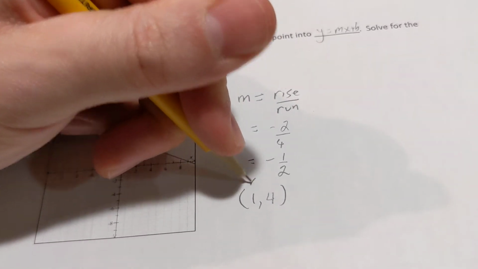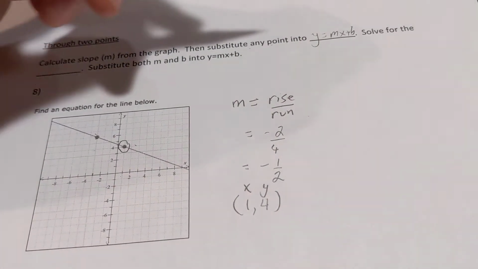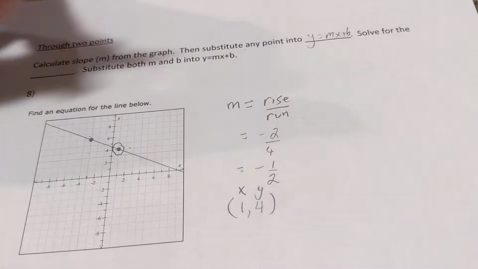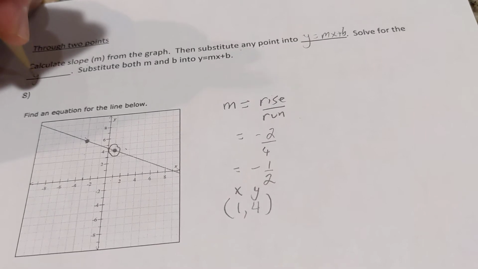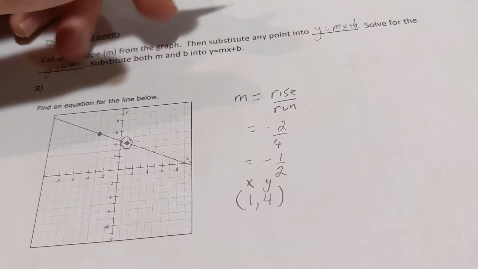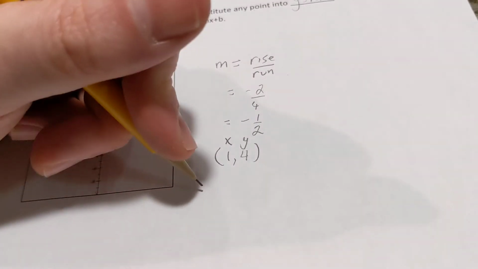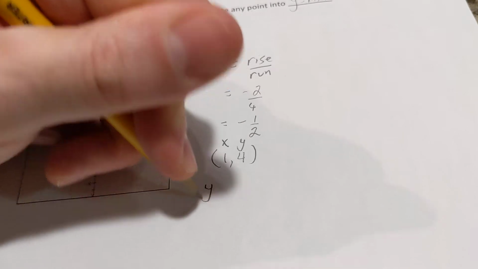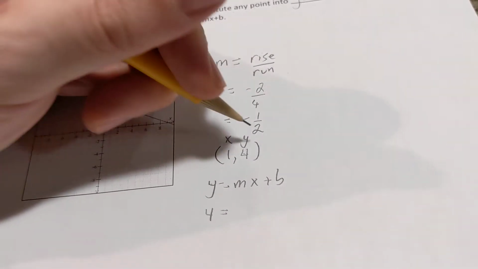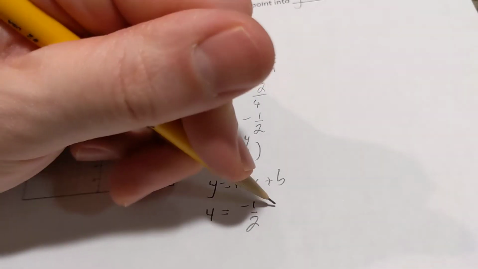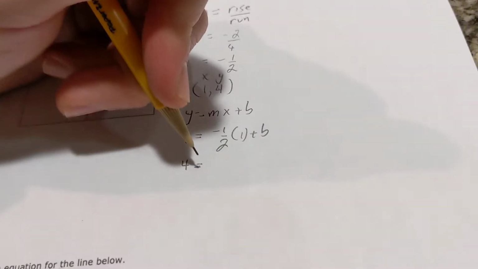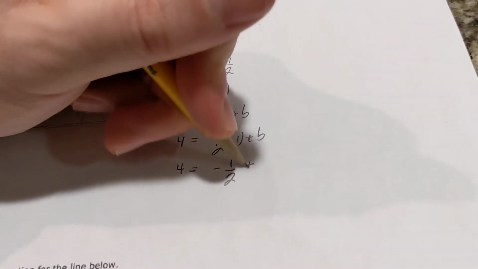This is going to be our x, this is going to be our y. We're going to use that to solve for the missing piece. Well, we know the slope, we need the y-intercept. We're going to substitute both into y equals mx plus b when we're done. So y equals mx plus b: 4 equals -1/2 times 1 plus b, 4 equals -1/2 plus b.